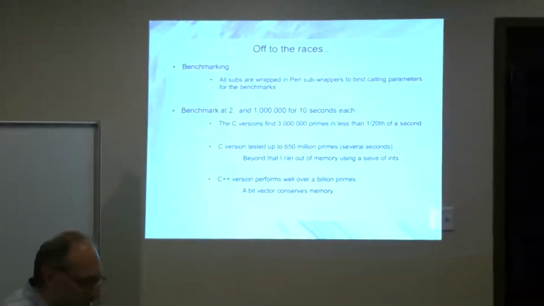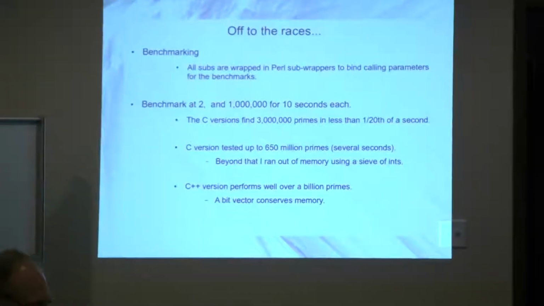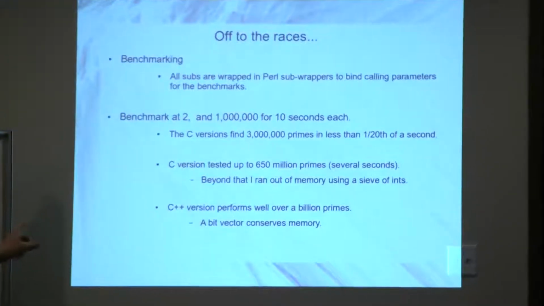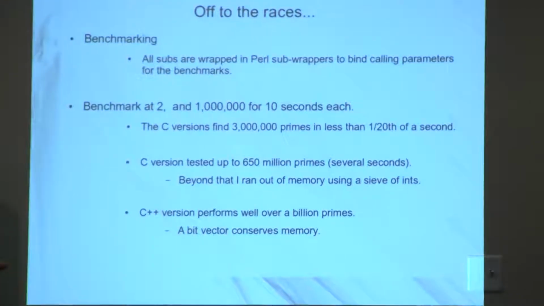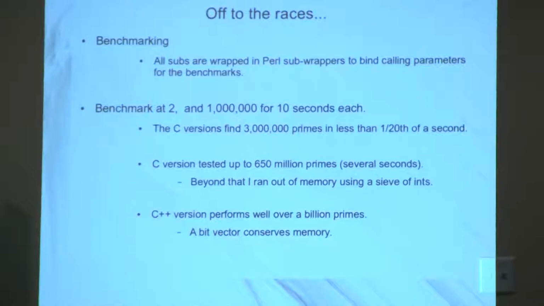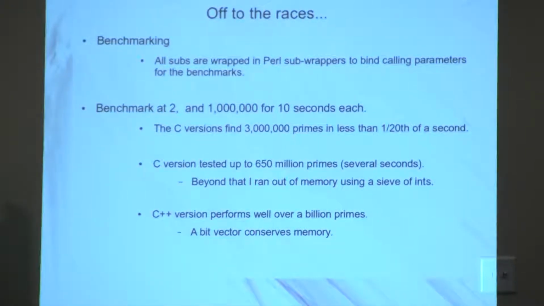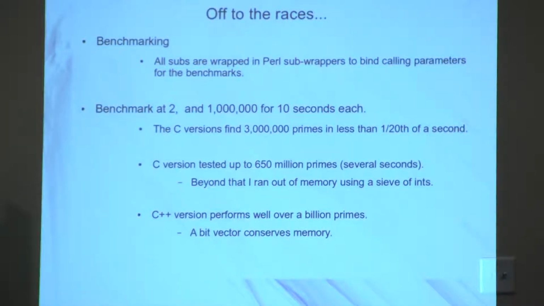So, off to the races. We're doing this because we want speed, right? We're going to benchmark just finding 2 primes and then finding all of the primes in the first million integers. And the C versions can find 3 million primes in less than a 20th of a second. The C version tested up to 650 million primes after that, because I was using an integer sieve. I ran out of memory. The C++ version, I've actually used up to, I think, 4 billion on a 64-bit machine without running out of memory, and it does it before you can finish a glass of water.